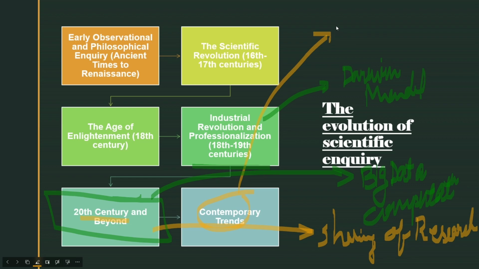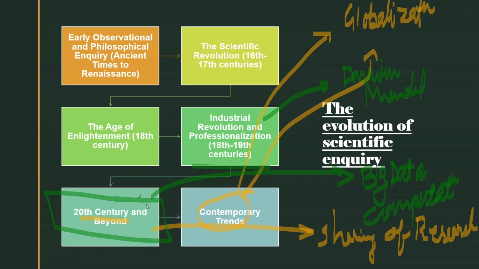Then comes our contemporary trends. It was basically a globalization of scientific research with international collaborations and exchanges. There is growing recognition of the importance of diversity and inclusion in science, and integration of social sciences and humanities into scientific inquiries for addressing societal challenges. There is heightened awareness of ethical considerations in research, including responsible conduct and the impact of science on society and the environment. So there was awareness about everything in this contemporary trend.